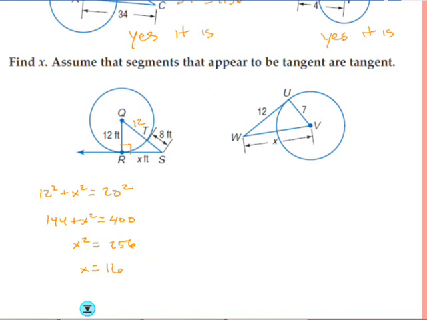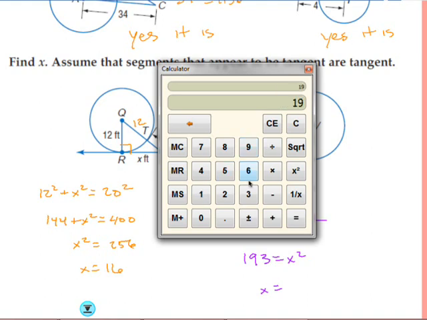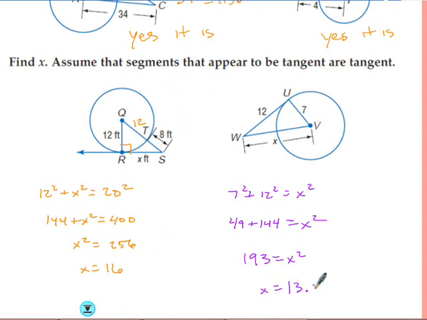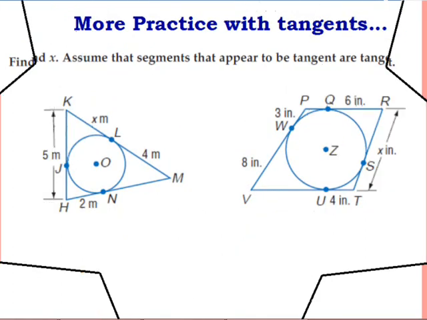Let's take a look at the one on the right. Here we're looking for this whole distance right here. So 7 squared plus 12 squared equals x squared. Alright, this is 49 plus 144 equals x squared. This is 193 equals x squared. And let's go ahead and take the square root of 193. That's 13.9. And that's it for that page. Let's take a look at what's next.